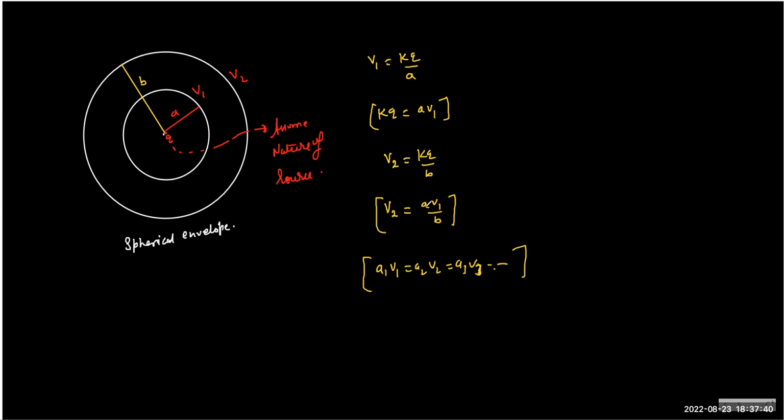You can see now, this is A V1 equals B V2. I'm saying, let me mention this: in general, A1, A2, A3 and so on are radii, and V1, V2, V3 and so on are potentials. Okay, so this is one variety of question that will come across in your textbook or any other book. The second will be like this.